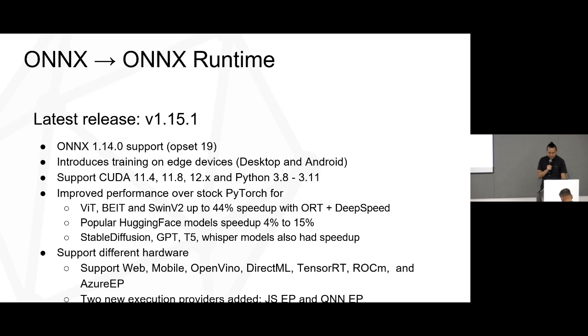And some performance highlights here: over stock PyTorch, some models such as ViT, BEiT, and Swin V2 are up 44%. And for some popular Hugging Face models, there is a base speedup over stock PyTorch with ONNX Runtime. And for different hardware, in addition to the existing backends that ONNX Runtime already supports, there are two new execution providers added, which are JSEP and QNN EP.